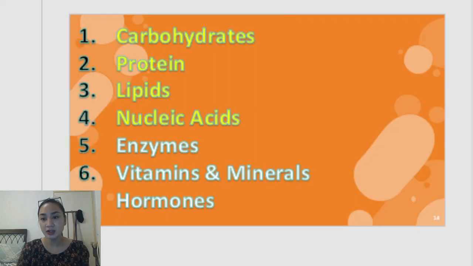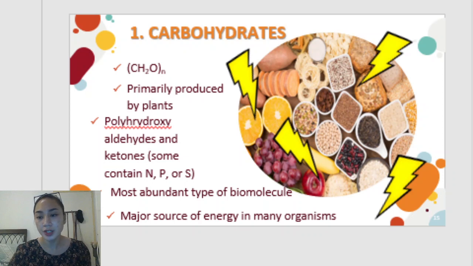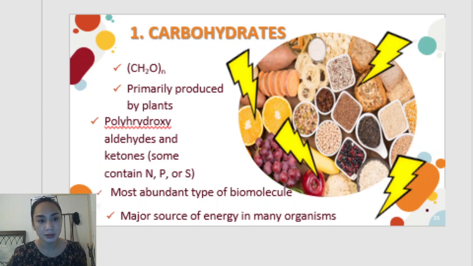Pero meron ding kino-consider na other biomolecules. So meron tayong 7 actually. So yung carbohydrates, protein, lipids, nucleic acids, and then we also have enzymes, vitamins and minerals, and also hormones. So first, let's talk about carbohydrates, no?